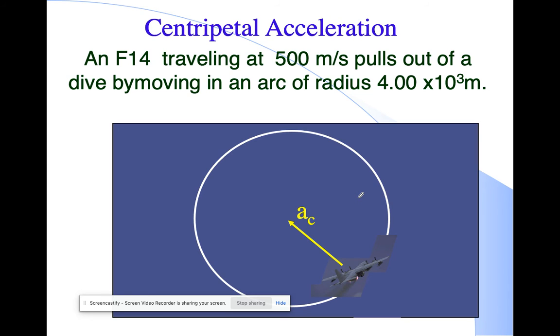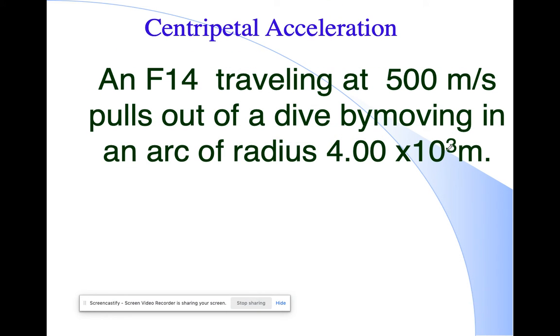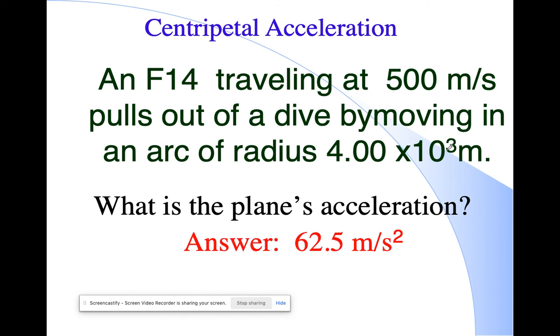It says an F-14 traveling at 500 meters per second pulls out of a dive, moving at an arc radius of that. What is the plane's acceleration? Well, first of all, we have to think about what is acceleration in a circle. Acceleration is v squared over r. So it's a pretty simple problem. You just take 500, square it, divided by 4 times 10 to the 3, or 4,000, and you should get that right there.